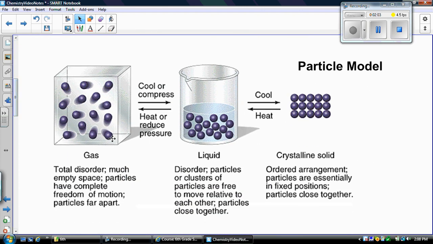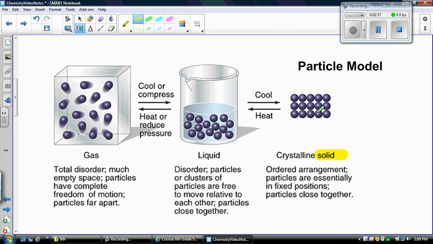Okay, the particle theory also helps us define what a solid, liquid, and gas is, because it's based on the kinetic energy those atoms or particles have. So a solid, if you look over here off to the right-hand side, has the least amount of kinetic energy. The particles are arranged in fixed positions and they're close together. The only type of movement that solids have is vibrational movement. So they have the least amount of kinetic energy.